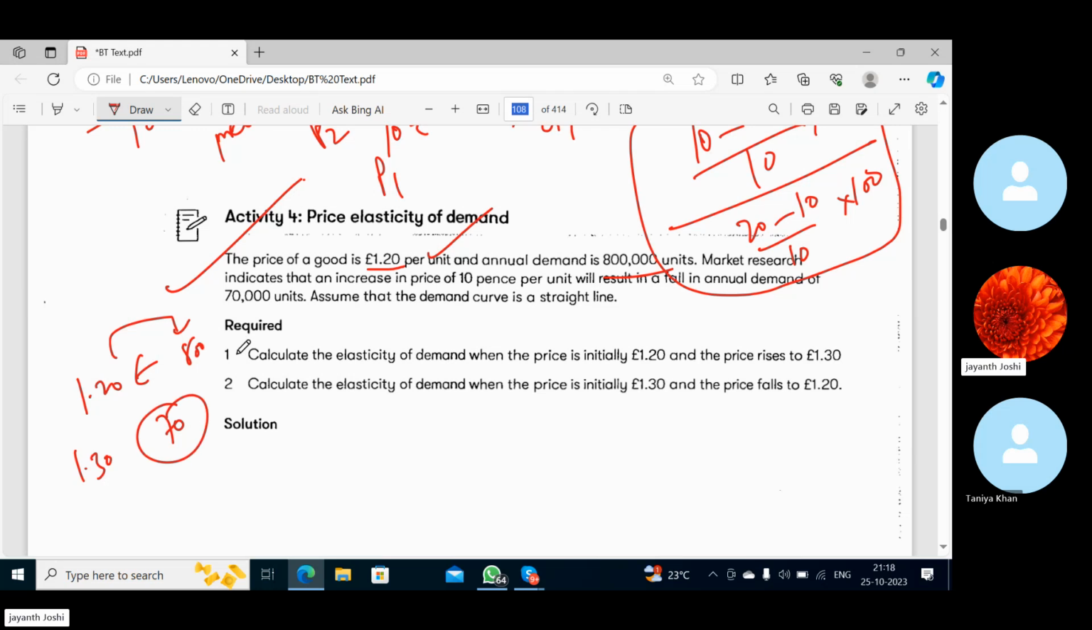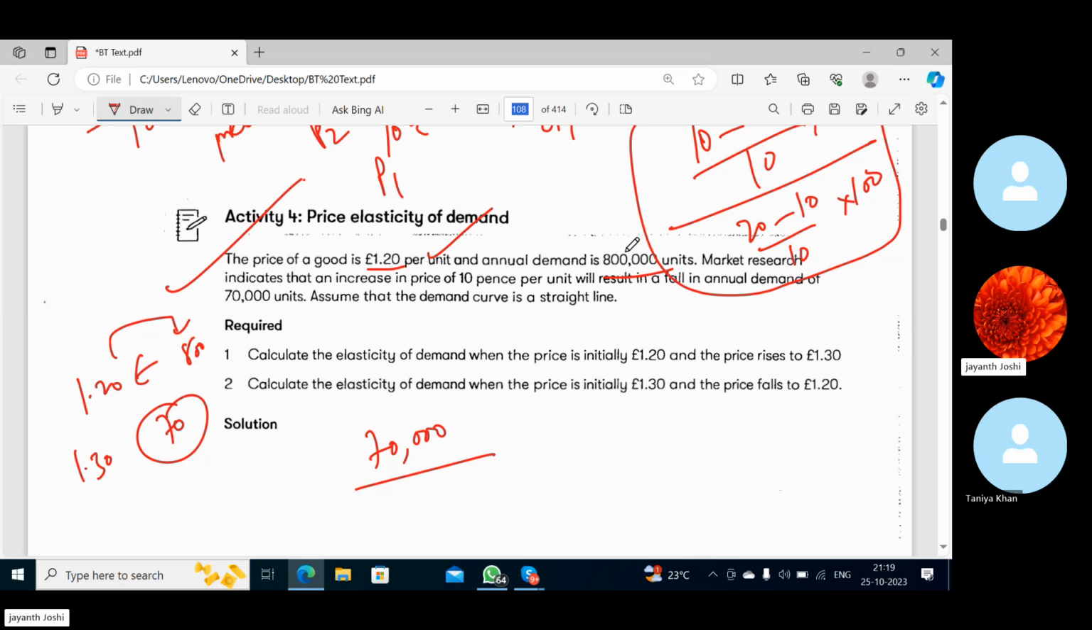So they have given the change, right? So change in demand is 70,000. Correct or wrong? Yes, sir. So for the change in percent, first we'll find out the percentage change in quantity demanded, and then we'll find out the percentage change in price.